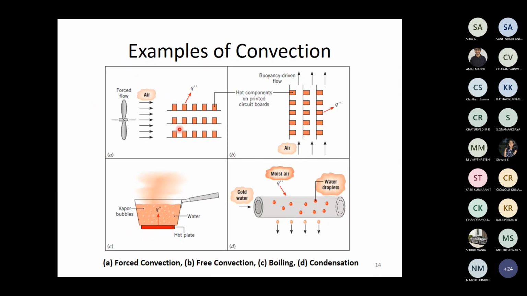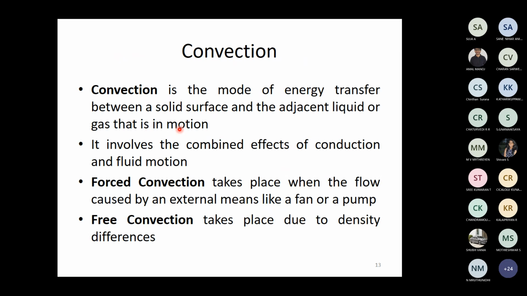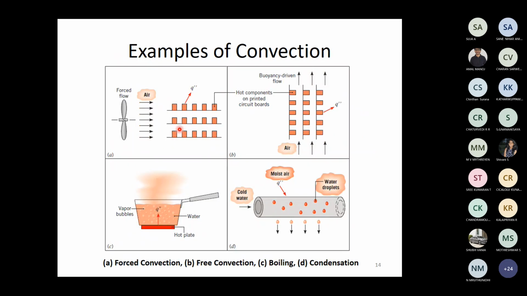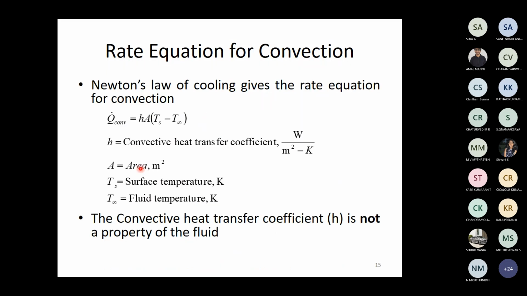You can see that whatever fluid is flowing, that fluid's temperature is T infinity. And the surface over which the fluid is flowing, that temperature is called Ts. So Ts stands for surface temperature, T infinity stands for the fluid temperature, and the rate of heat convected is equal to hA times the difference between the surface and the fluid temperature.